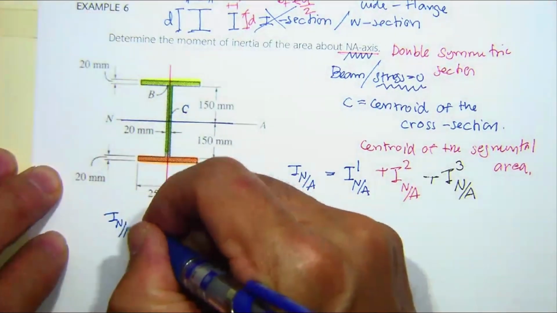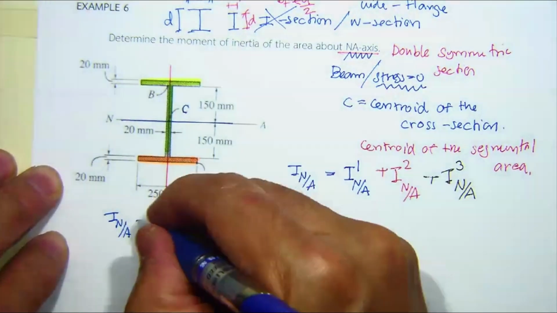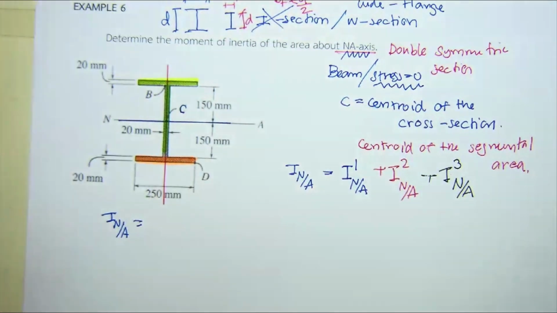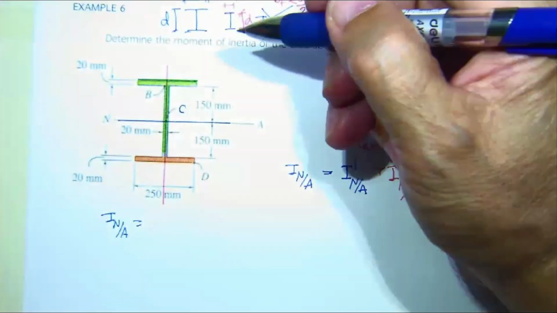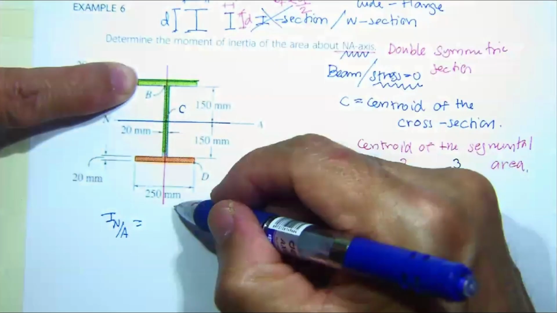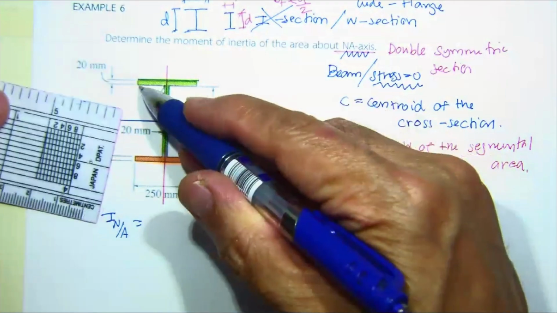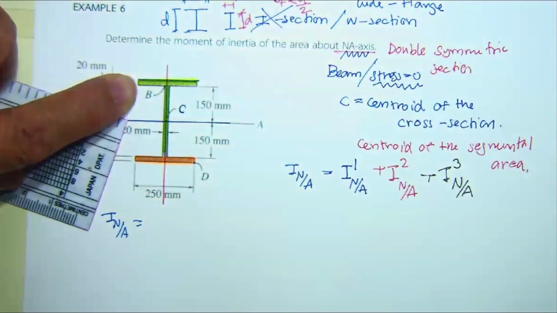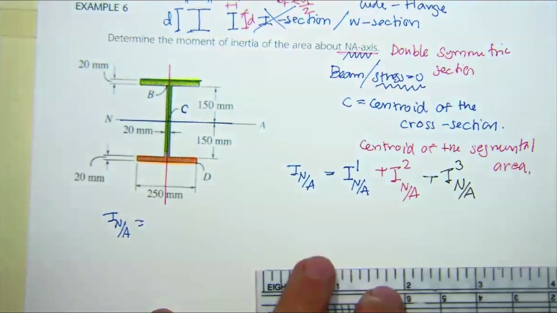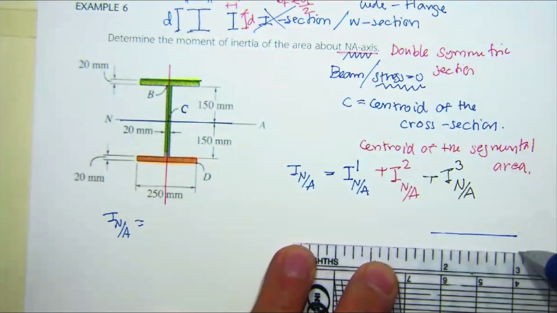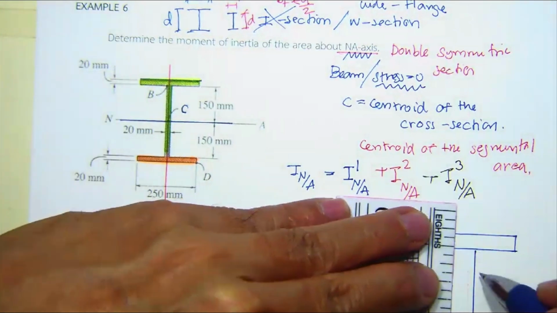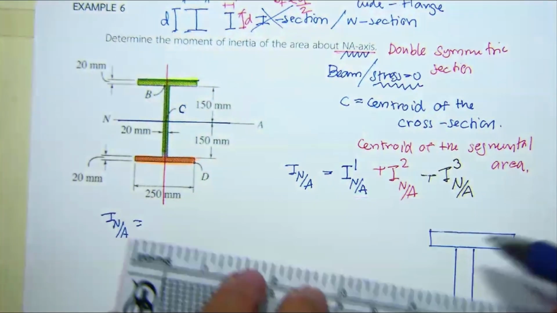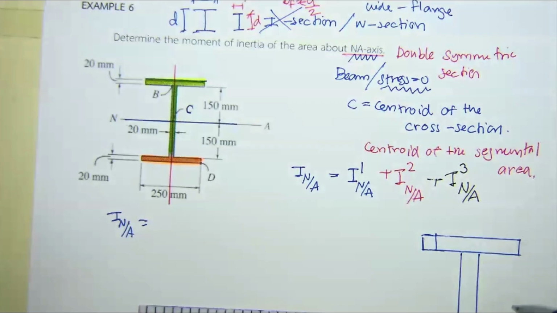I of this one, we start with the first one. It's going to be the area over here. Following the picture, you will see the width of this one is going to be 250, and the thickness of this one is going to be 20. If I put it bigger than this, it may help you. Let me put it like this. Sometimes if the picture is not clear, it's better to draw it by yourself.